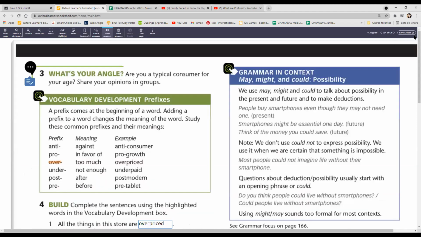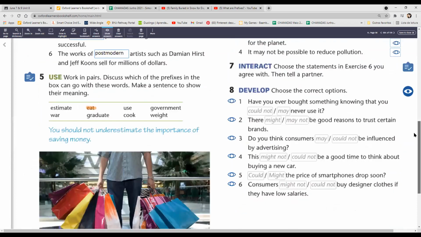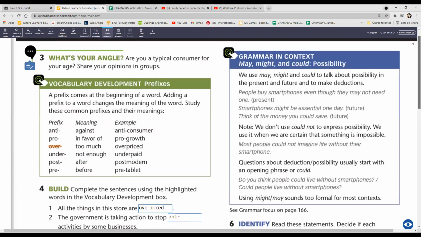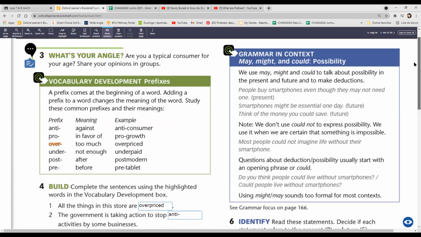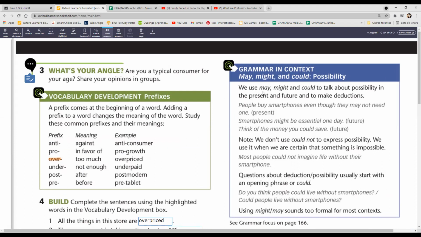It's easier this way because then we have all the possibilities. Okay, guys. Now let's check out the grammar in context from this unit. We saw the vocabulary and now the grammar. The focus here is on modal verbs to express possibility. Here they give us may, might, and could. Let's take a look at the box together. We use may, might, and could to talk about possibility in the present and future and to make deductions.